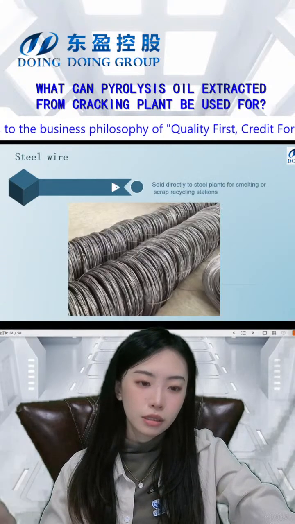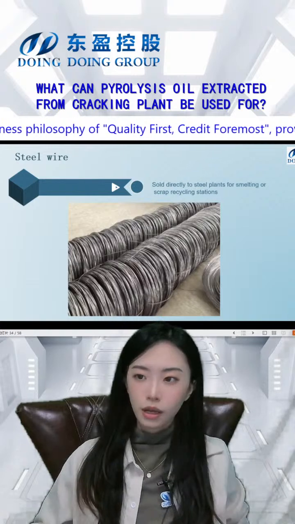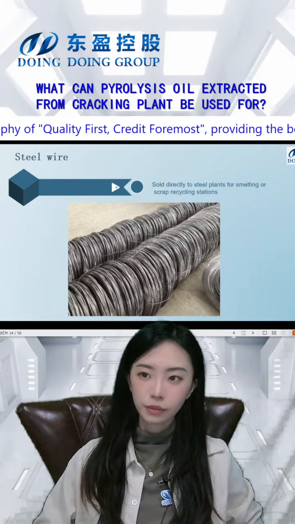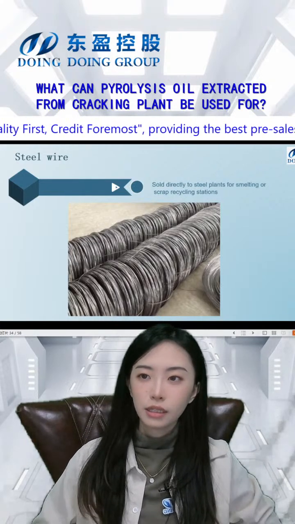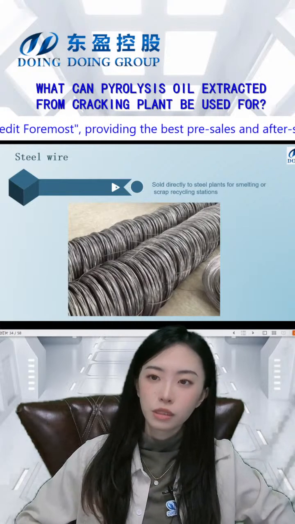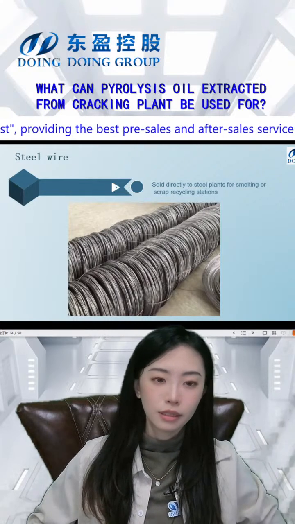So this is the second product, and then the steel wire. To be clear, we can sell it directly to steel plants for smelting or to scrap recycling stations.